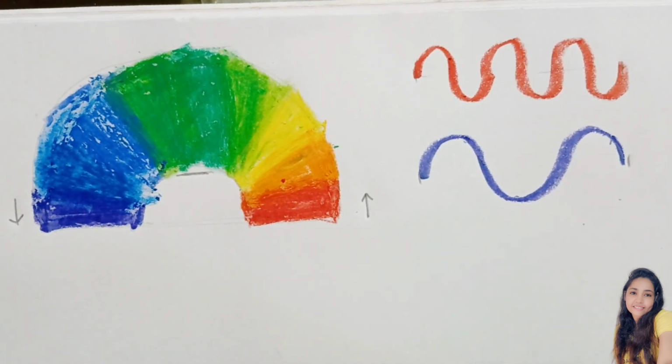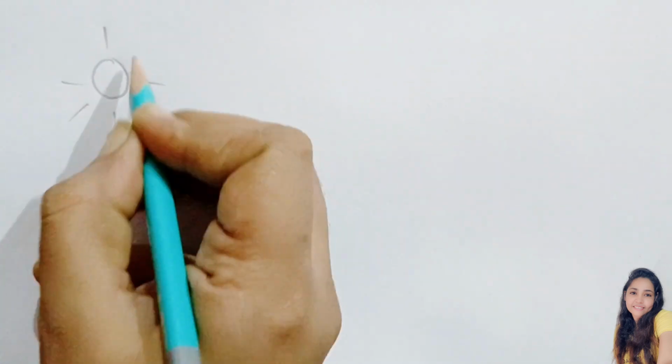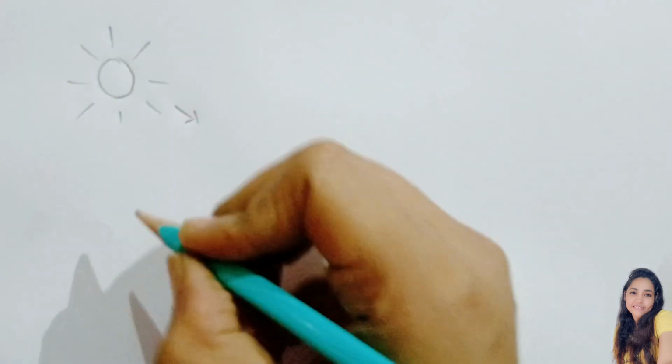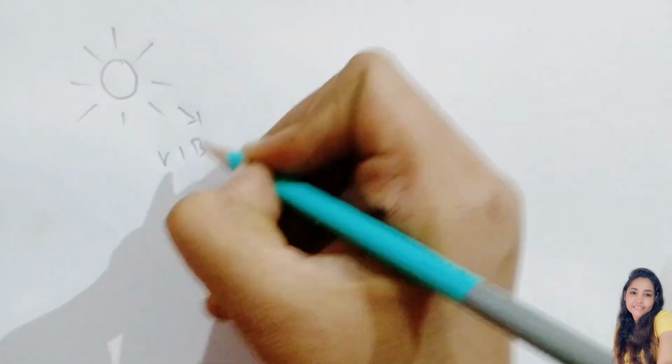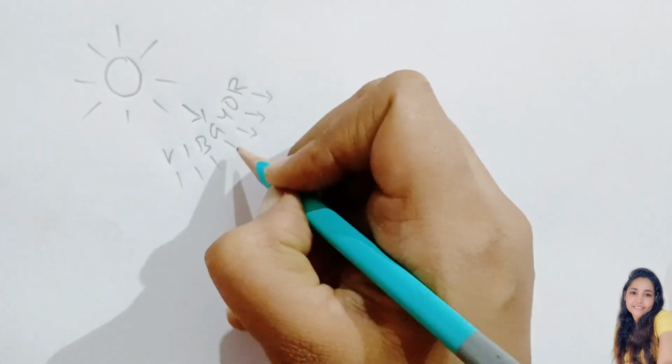Talking about this, let us see how our eyes see any particular color. From any source of light, let's say the sun, when white light comes out, that white light is actually a mixture of 7 colors, that is VIBGYOR, right? So not only one wave of light is coming out from that source, but there are 7 different intensity lights coming out.